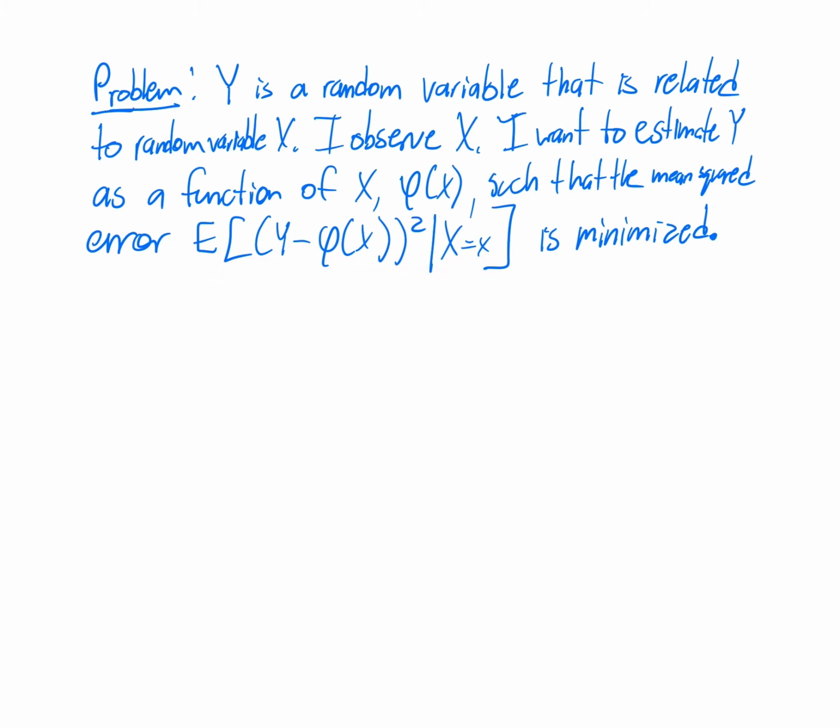So let's write out what that means algebraically. We want to choose the best phi of x, which is the argmin over all possible functions of x of this mean squared error.